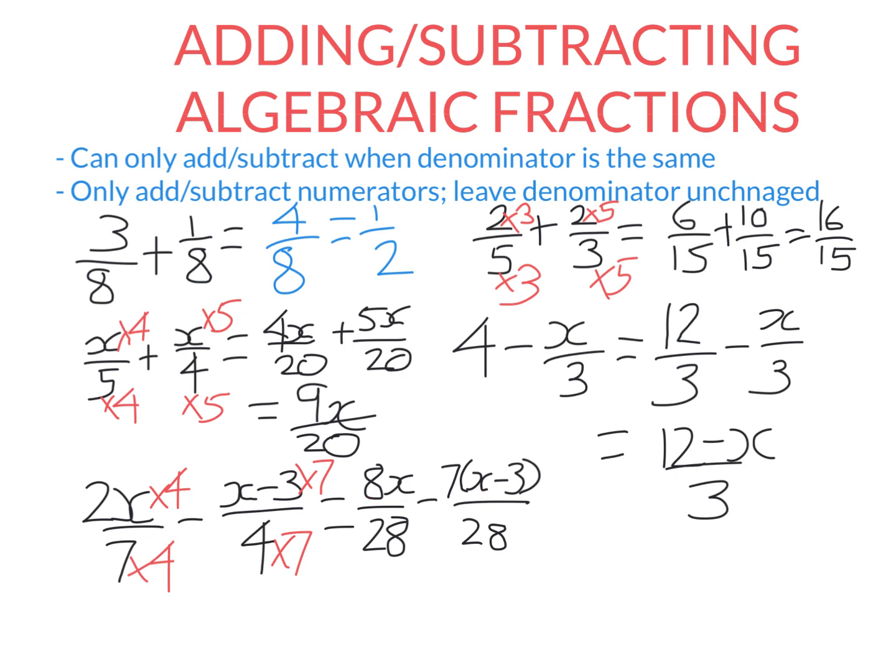So now I combine these two fractions. I subtract the numerators, but I leave the denominators alone. So on top, I get 8x minus 7 times x. And this is negative 7 times negative 3, so it becomes a positive. All right, and of course, 8x subtract 7x is just x. So I'm left with x plus 21 over 28, and that is my final answer.